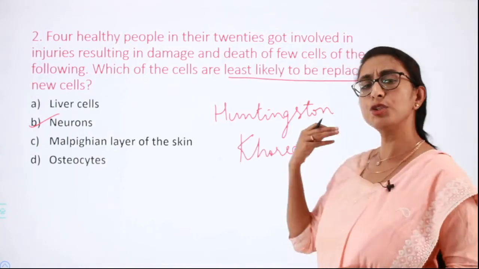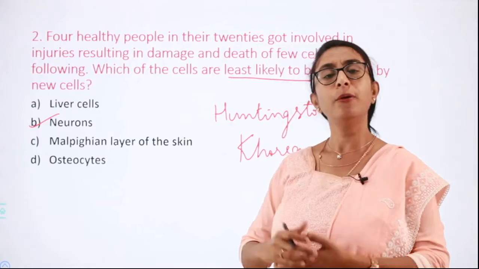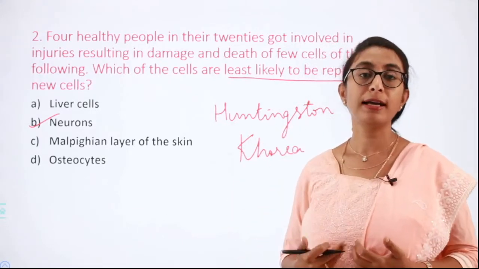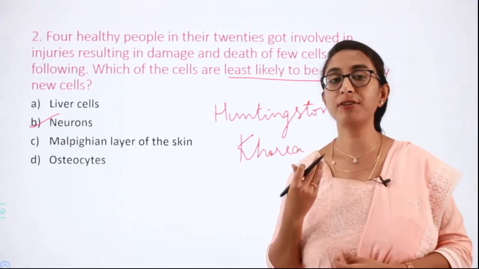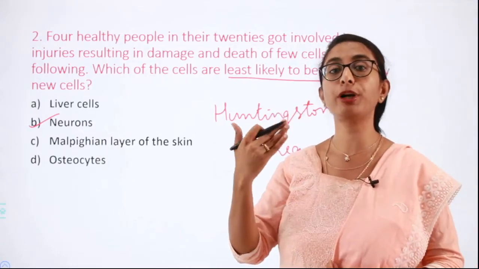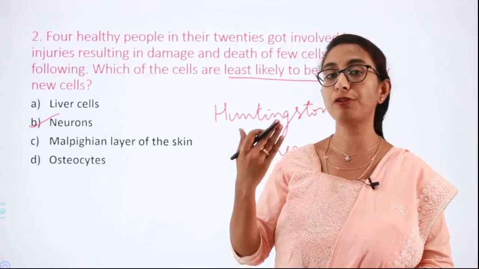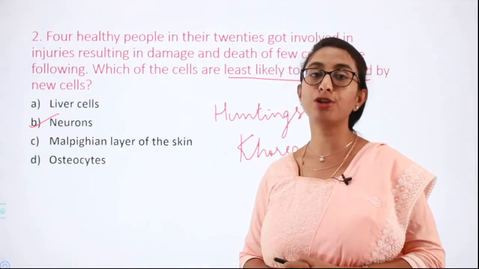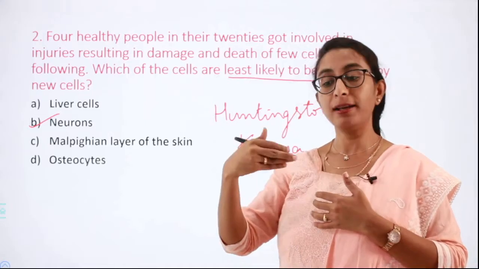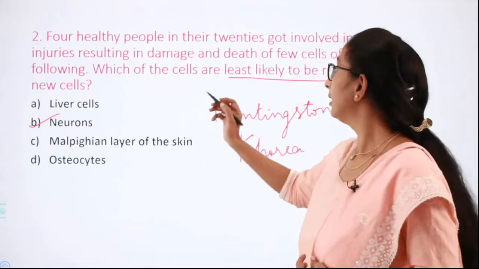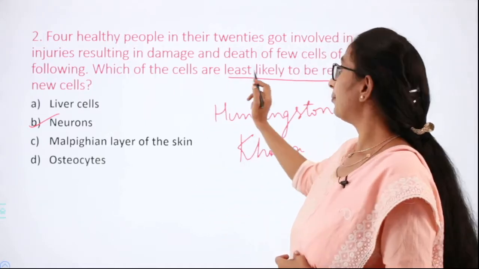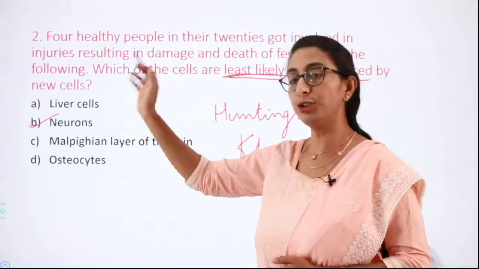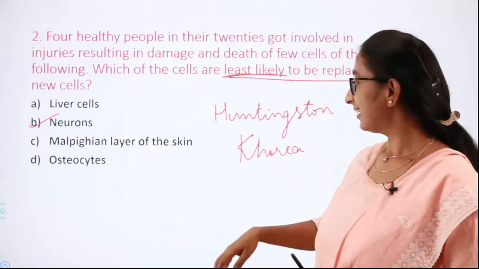Huntington chorea is a neurodegenerative disorder where the person starts making jerky body movements without their control. Most neurodegenerative disorders happen at a later point in age, that is after 40, 50 or 60 years of age, because the neurons cannot be regenerated. So which of the cells are least likely to be replaced? They are the neurons. So B is the right answer.